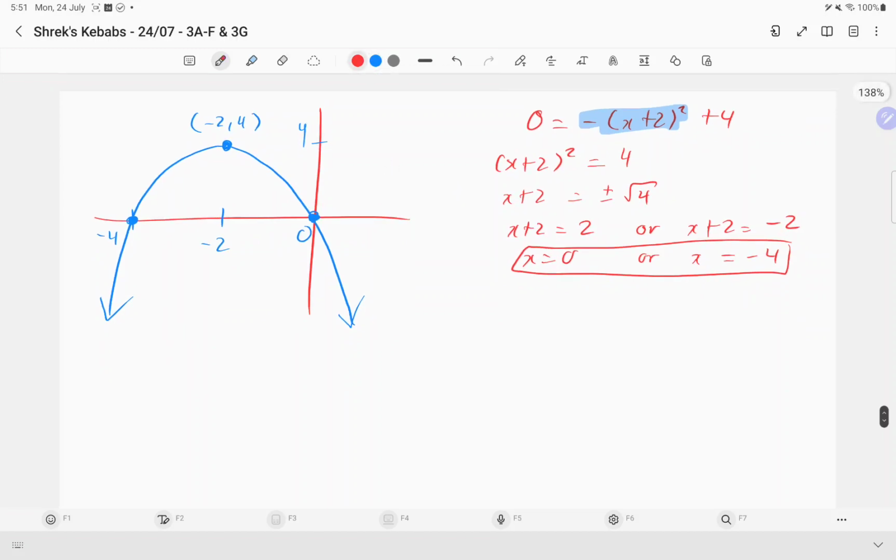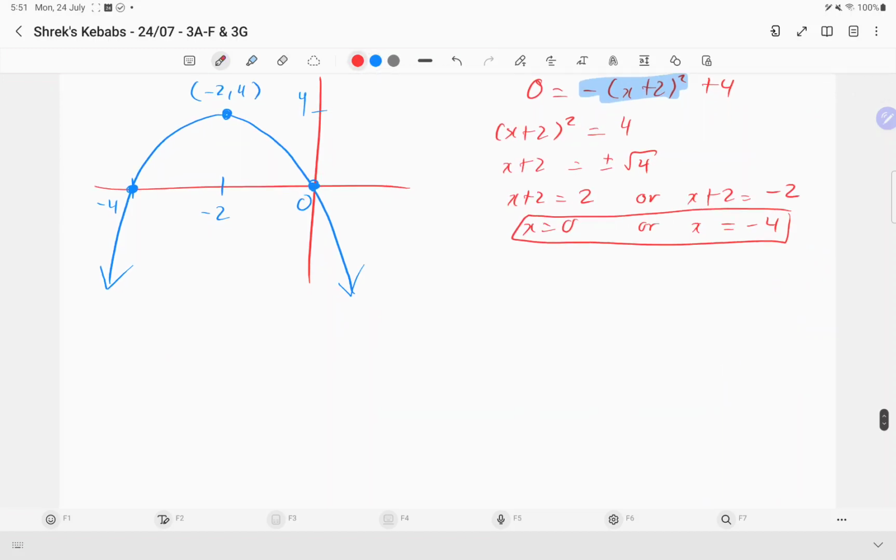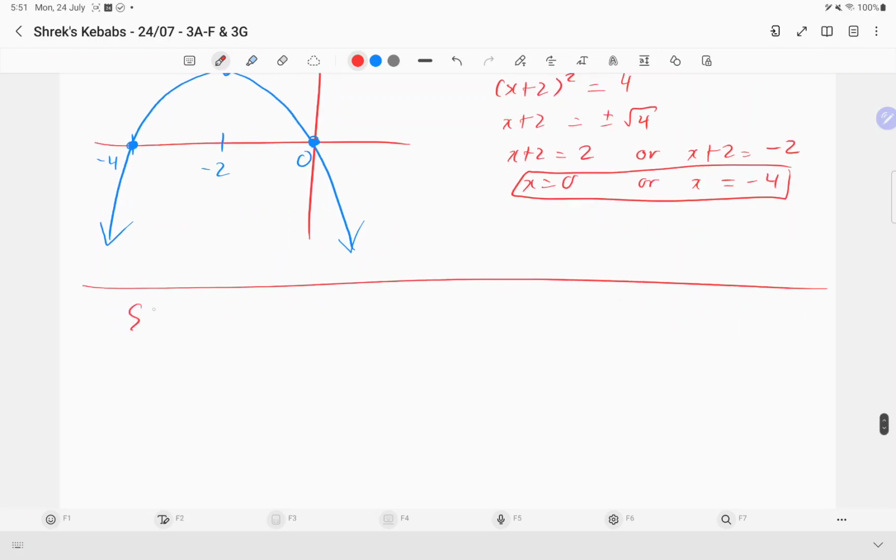Now, in chapter 3D, you are given the turning point form. But what if they ask you to sketch something that is not in turning point form? Sketch y equals x squared plus 2x minus 3. You can complete the square to make it into the turning point form. Yes, that's right. So complete the square for this one.